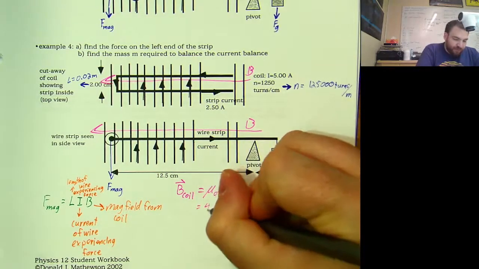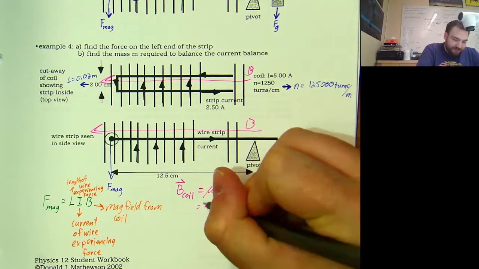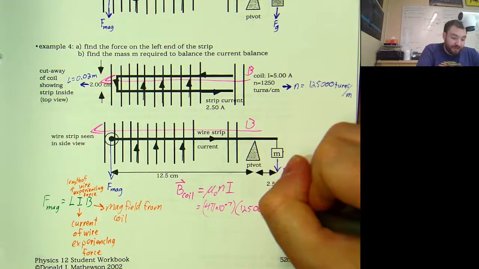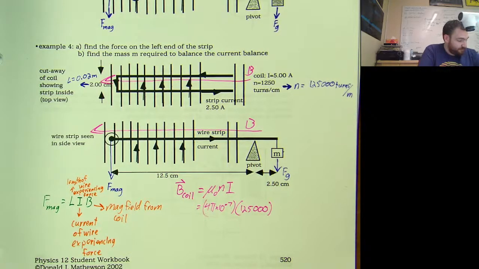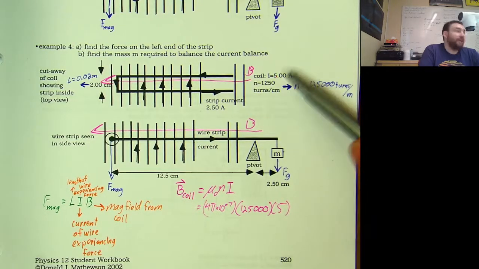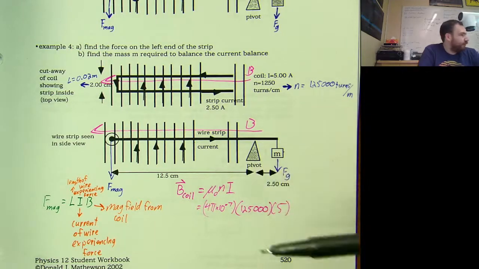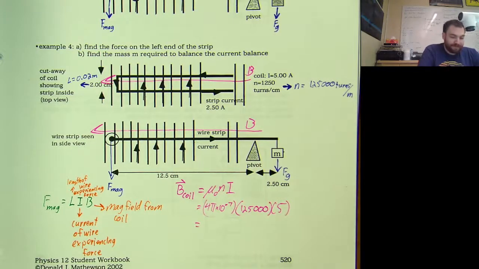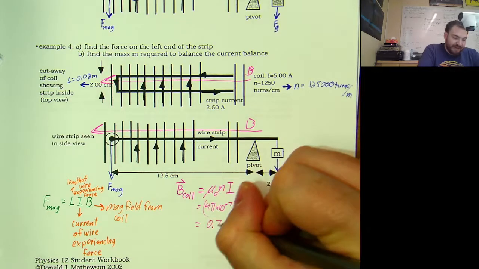So mu naught is 4 pi times 10 to the negative 7. Little n, the turns per meter, is 125,000. And the current in the coil is what? 5 amps. It's this information right here. That's all the coil stuff. Got to make sure you keep the pieces straight. I want the magnetic field from the coil, so I need to know the current in the coil. So the B field of the coil is what? 0.785. Can someone verify that?